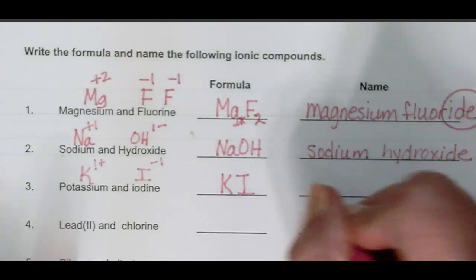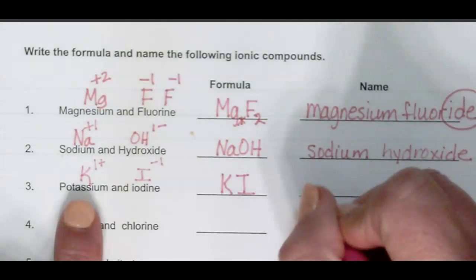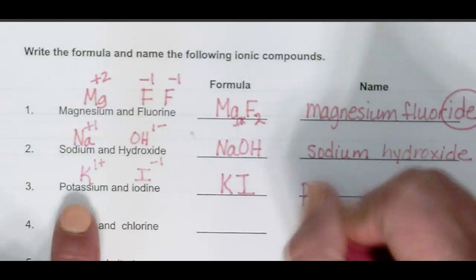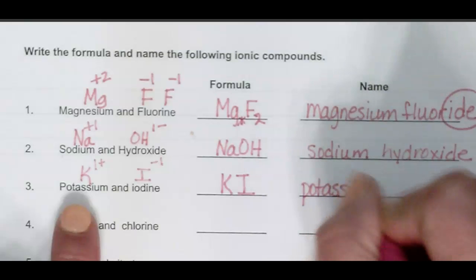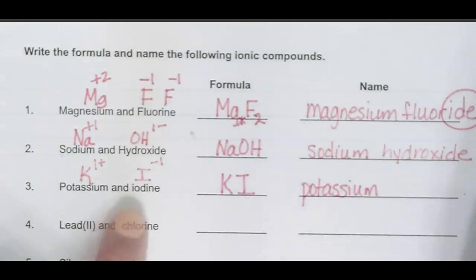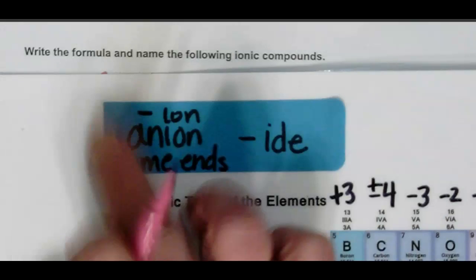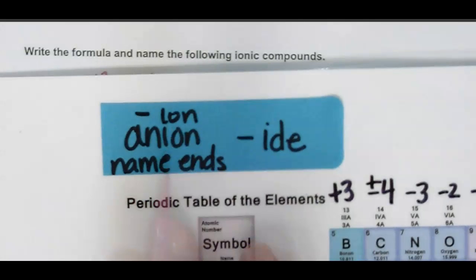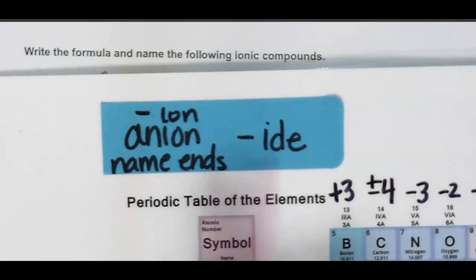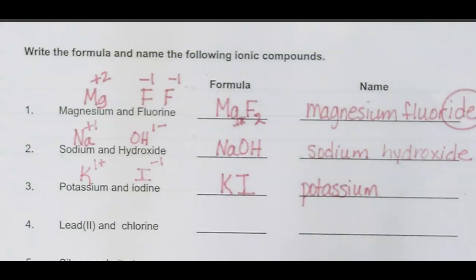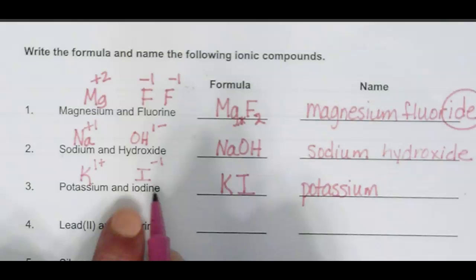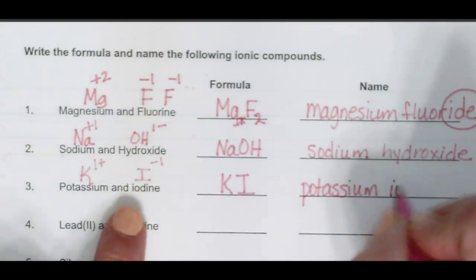The first element or polyatomic stays exactly the same. So potassium. And now again, we are on the comment here that says, if your anion is from the front side of this periodic table, all you do is change the name ending to "ide." So instead of iodine, it's iodide.